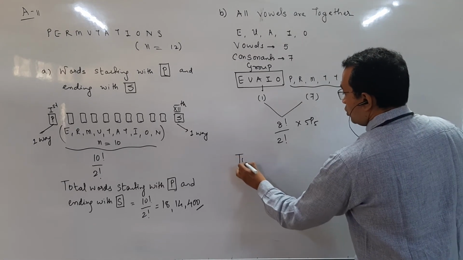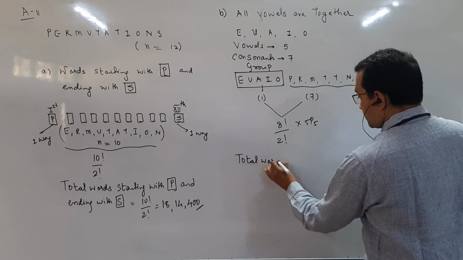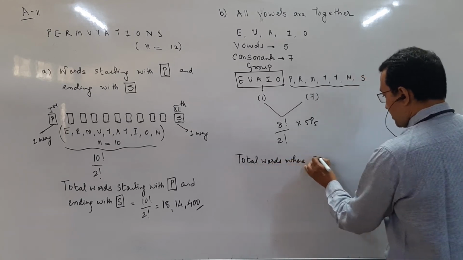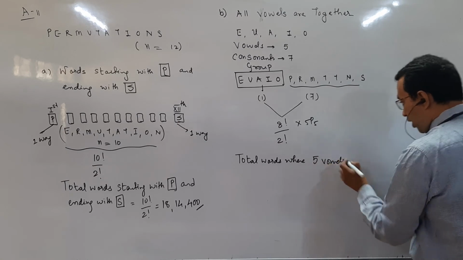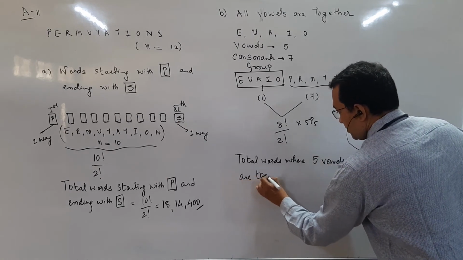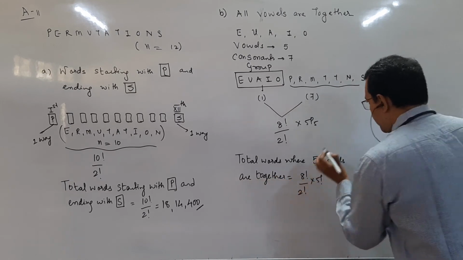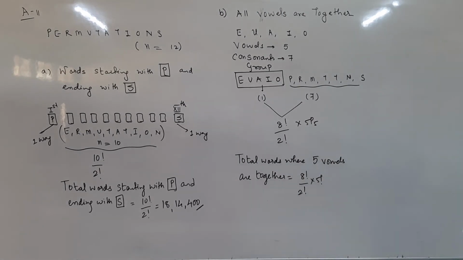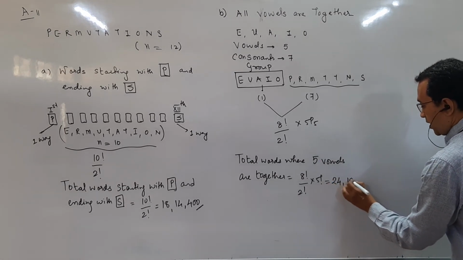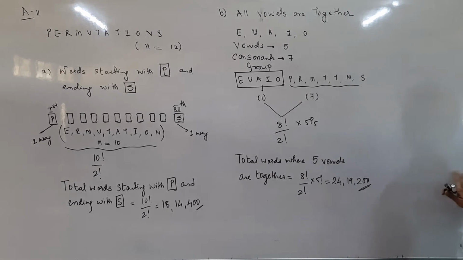So, total words where 5 vowels are together is 8 factorial divided by 2 factorial into 5 factorial. And this is also very large: 24,19,200. So, these are the total words where 5 vowels are together.